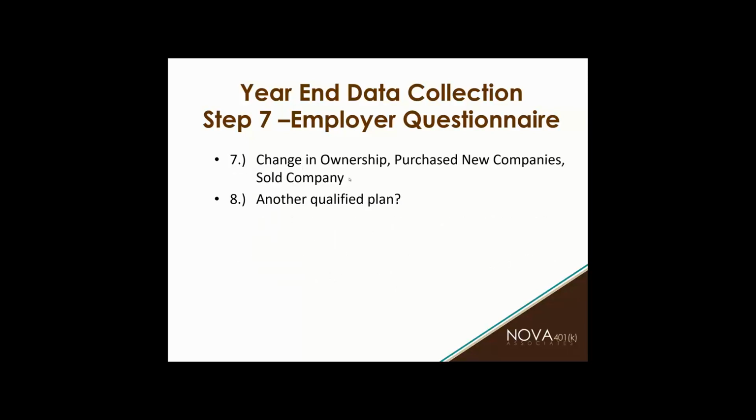Question 7, this helps us with that ownership step where it could be more than 100%. If there was a change in ownership, purchase of a new company, or sale of a company, hopefully NOVA is already aware of these things. But mark yes if any of those happened, or no if none of them happened. And then if we aren't aware of those things and you don't leave a note, which it would be nice if you leave a note, but if you don't, your account manager will know to call you and talk to you about it so that we know if anything needs to change on our end to complete the testing.